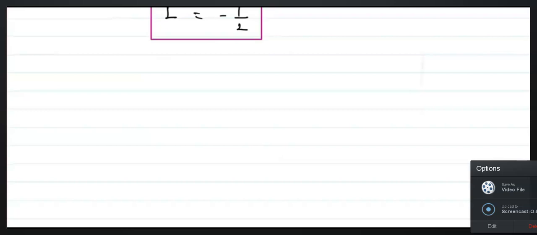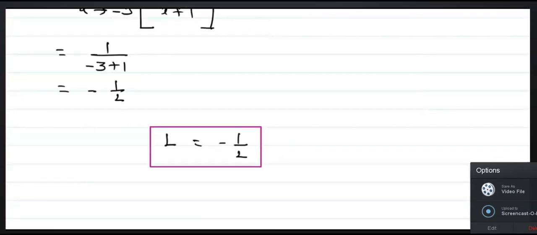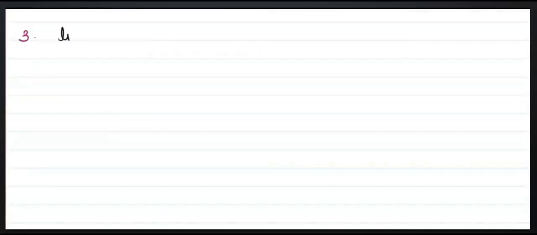Now I will show you again. Therefore, L is equal to minus 1 upon 2. Now we see the next example.